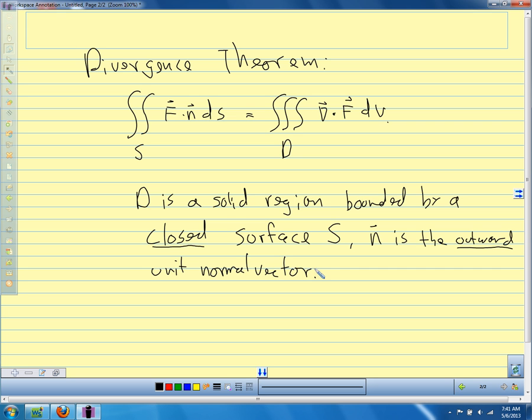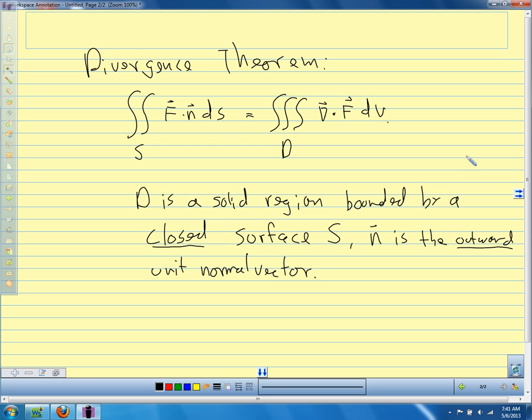So what the divergence theorem says is that if we sum the outward component of F over our closed surface, that is equal to the divergence of F over the volume enclosed by that surface. Is that first integral the flux? This is a flux integral. So we're saying that the flux through the surface is equal to the divergence in the volume of the solid. So this is the divergence theorem.